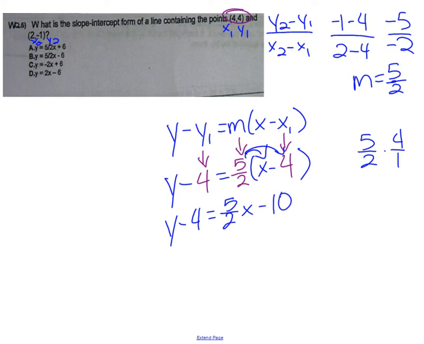Great. And then our last step, we just add 4 to both sides. We don't plus 4, we add 4. Because we're sophisticated folk around here. Negative 10 plus 4. So what is our answer? B.